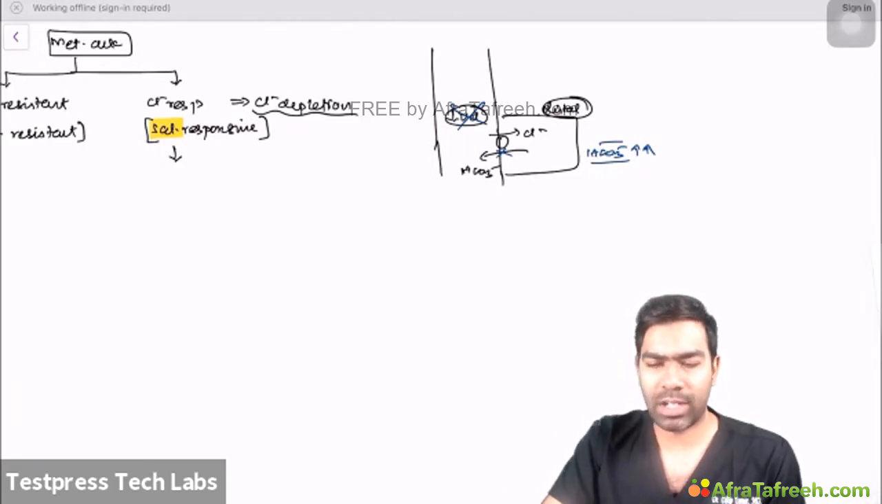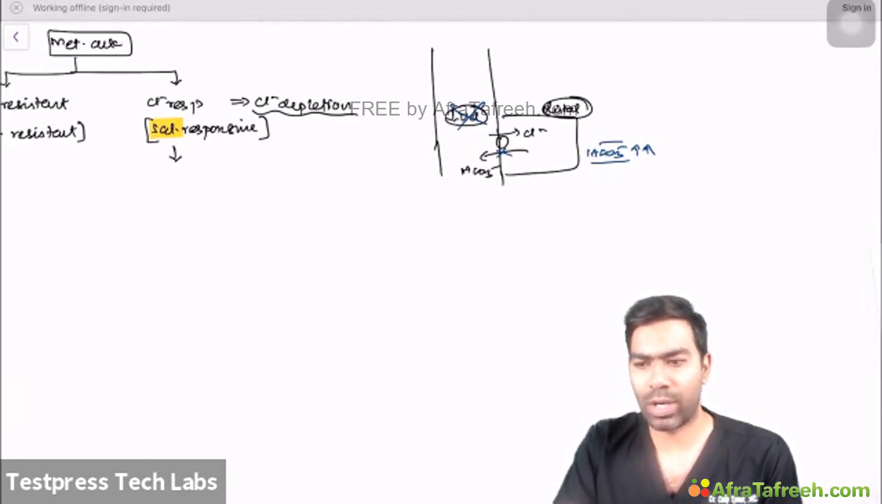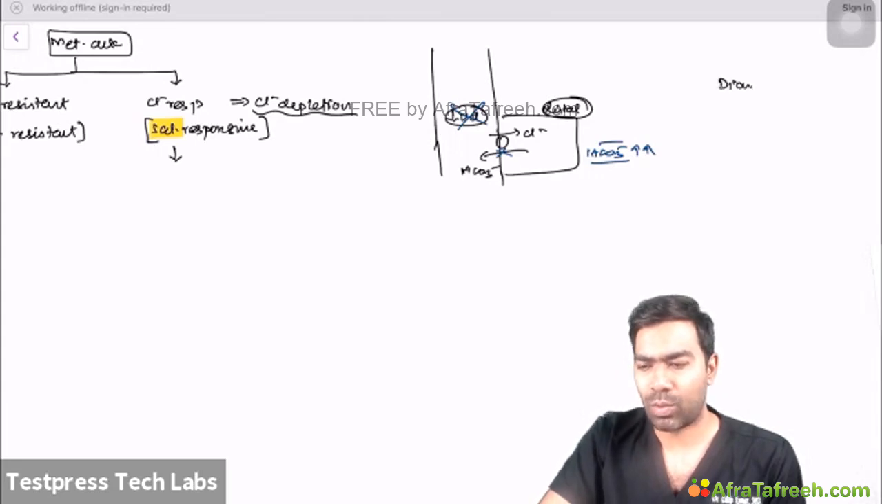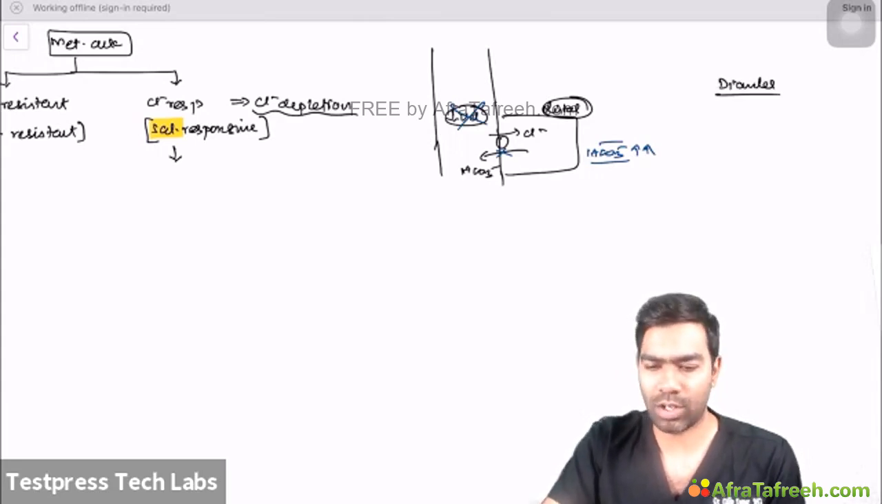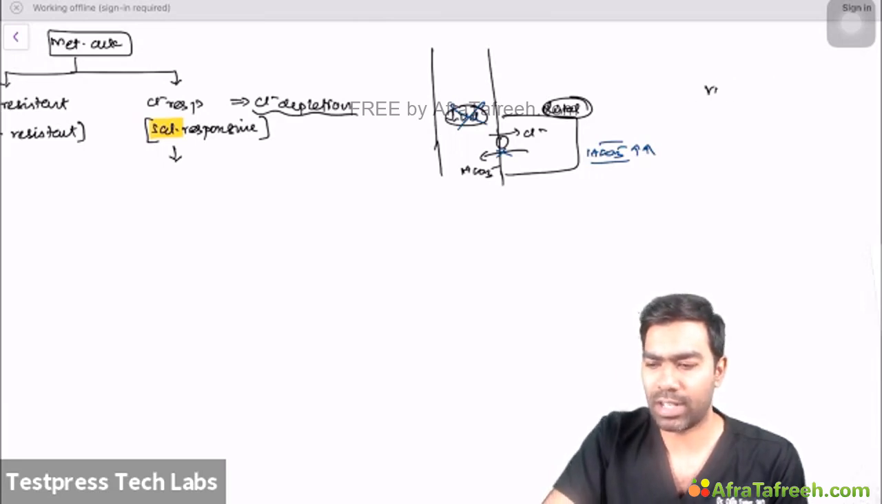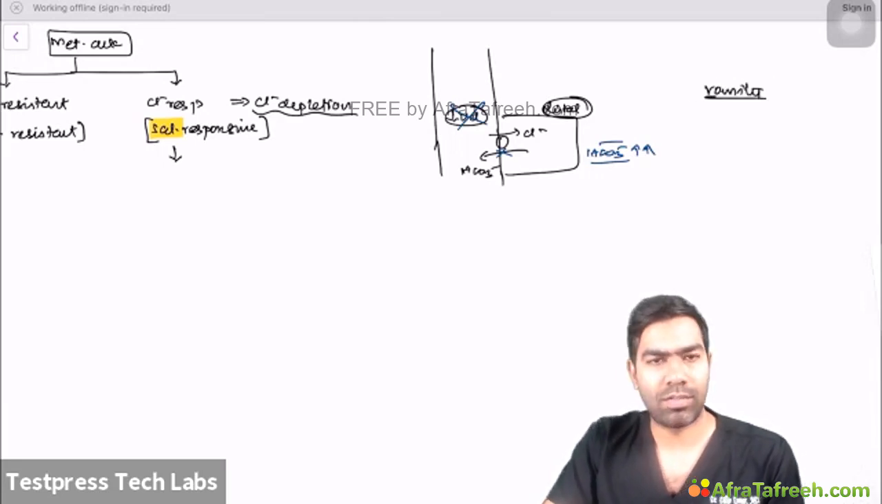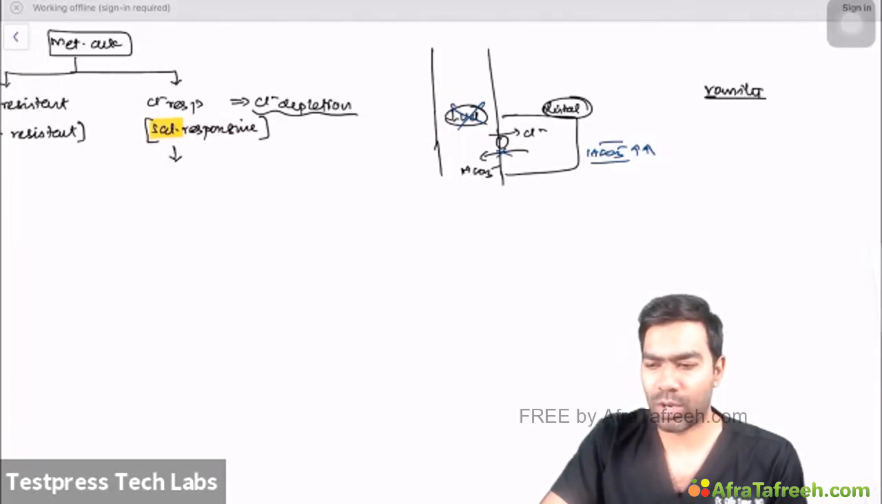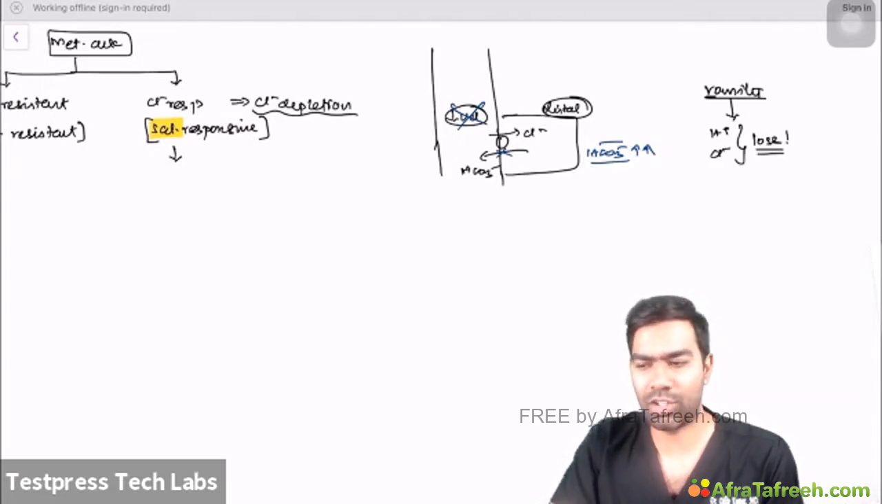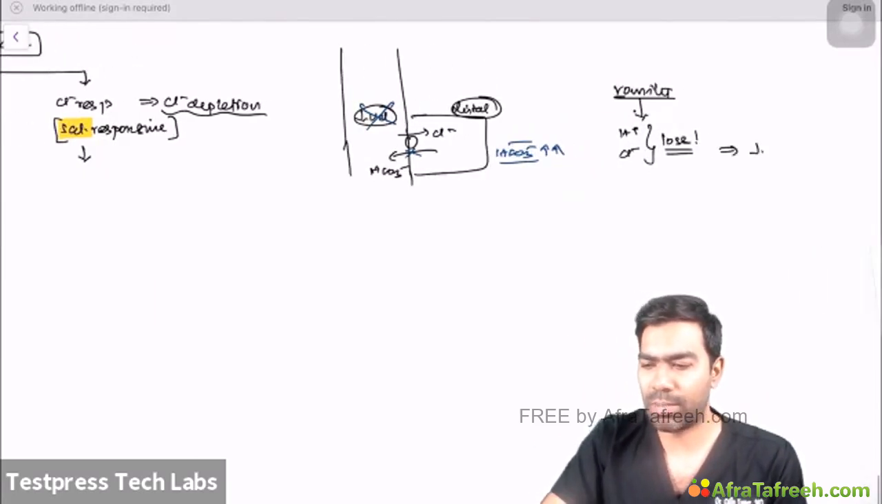In that perspective, let me start with one important entity. What happens in the setting of vomiting? Vomiting is a very typical example of a chloride responsive alkalosis. In the setting of vomiting, you are going to lose H+ and chloride. Because of the hydrogen and chloride loss, your chloride will be depleted. There's low chloride, and because of the low chloride, there will be low urinary chloride. Because of the low urinary chloride, there will be alkalosis.